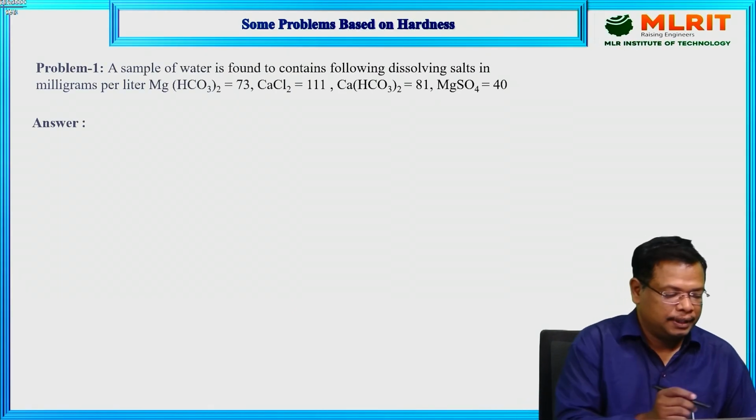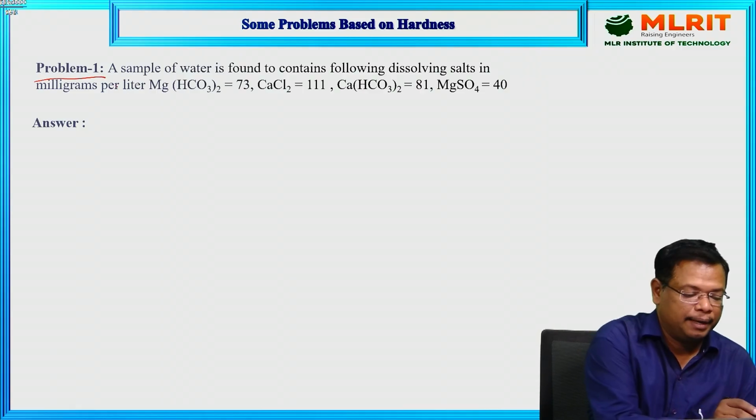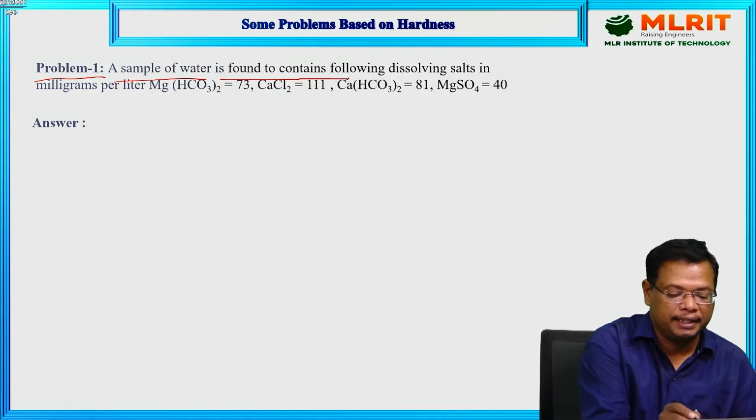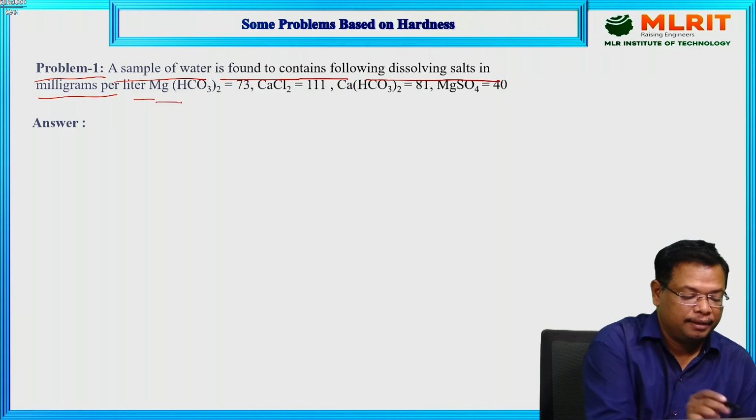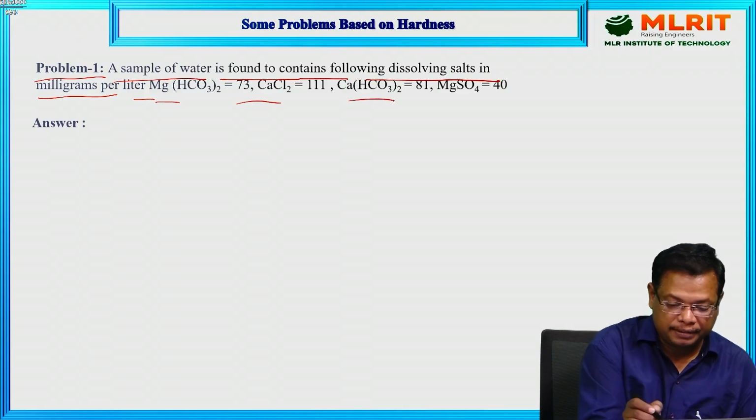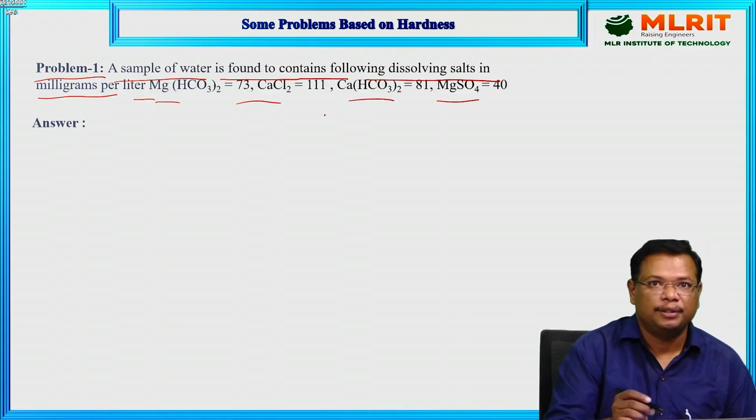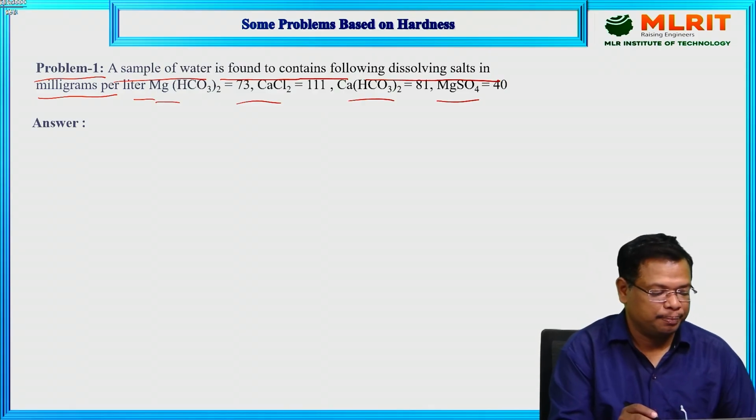So, here the problem is 1. A sample of water is found to contain the following dissolved salts in milligrams per liter: magnesium bicarbonate, calcium chloride, calcium bicarbonate, and magnesium sulfate. These are the impurities or hardness causing salts in the given problem statement.